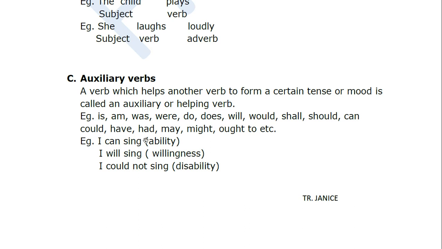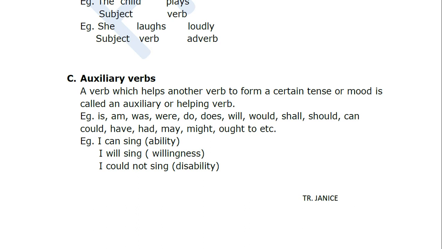Example: I can sing. So, can tells you that the person has the ability to sing. He can sing, but he will not sing, or he will sing. So, here he has the willingness to sing. I could not sing. So, even though he wanted to sing, he could not sing. So, he had the disability to sing. So here, about the same action, that is singing, it gives you different meanings just by adding these auxiliary verbs.